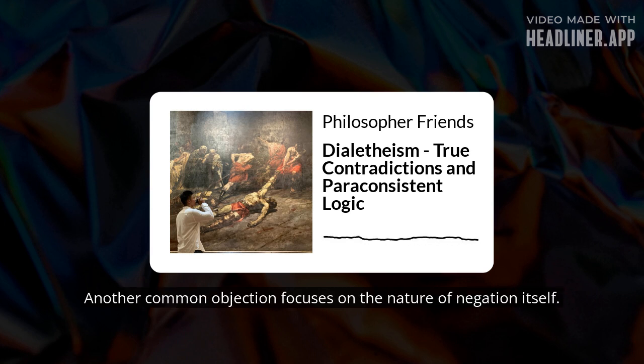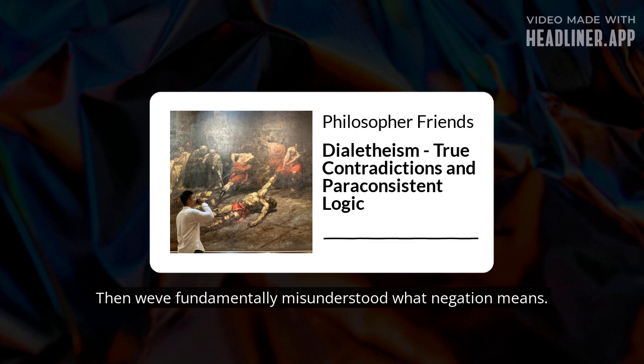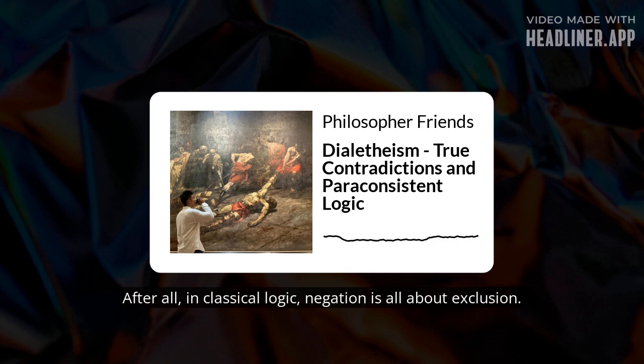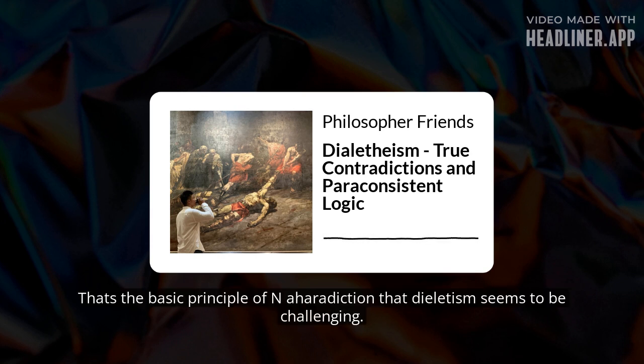Another common objection focuses on the nature of negation itself. Critics argue that if a statement and its negation can both be true, then we've fundamentally misunderstood what negation means. After all, in classical logic, negation is all about exclusion. If A is true, then not A must be false. Right, that's the basic principle of non-contradiction that dialetheism seems to be challenging.